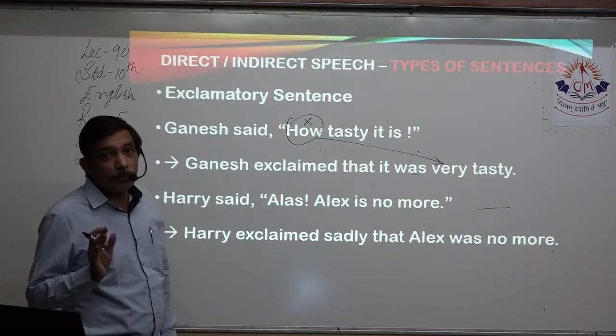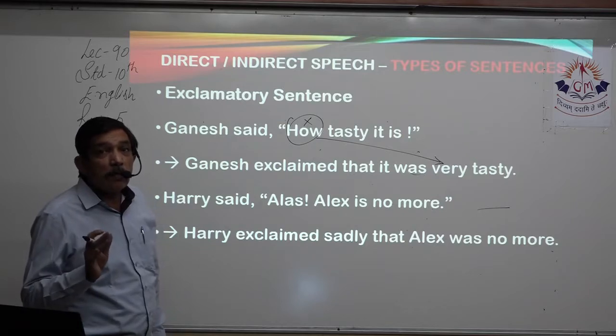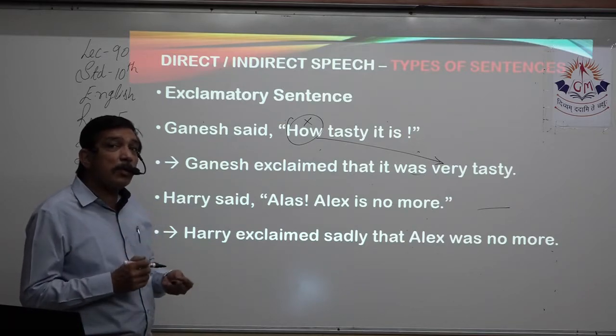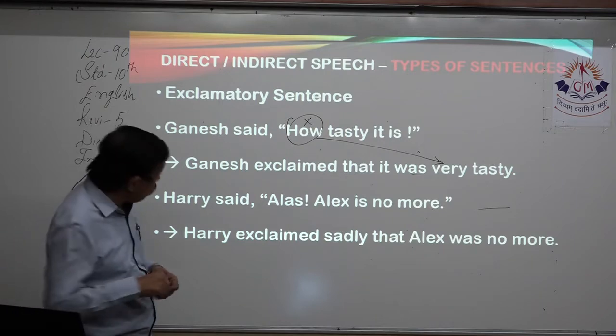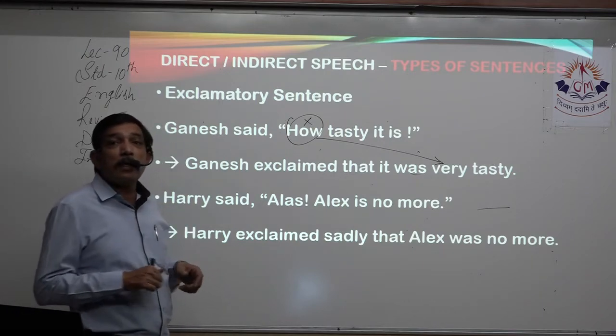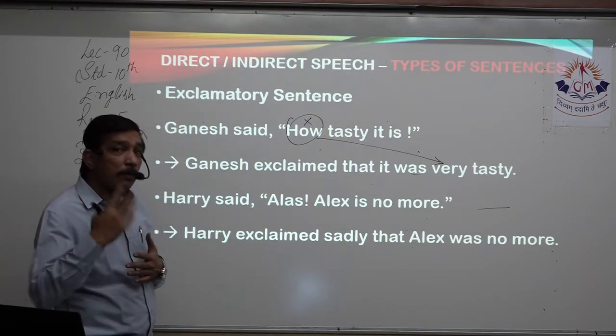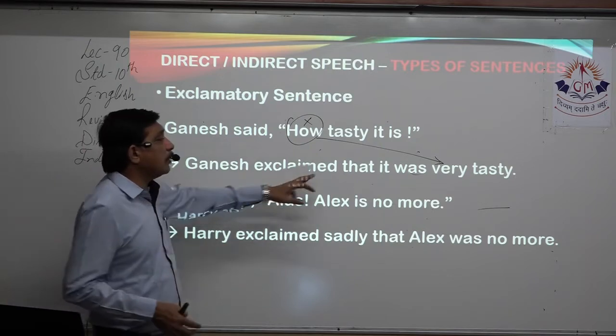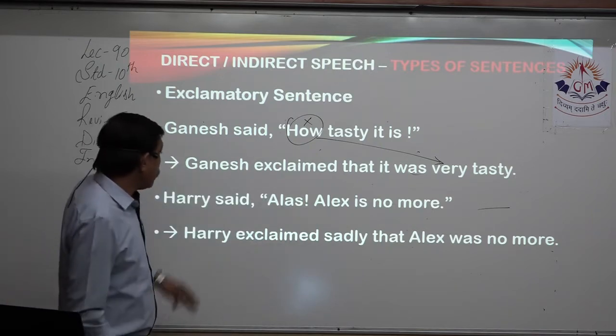Then it is tasty. But "how" is there? It tells us about the degree of that tastiness. So "very" is allowing us to understand the degree of the sentence. So Ganesh exclaimed that it was very tasty.